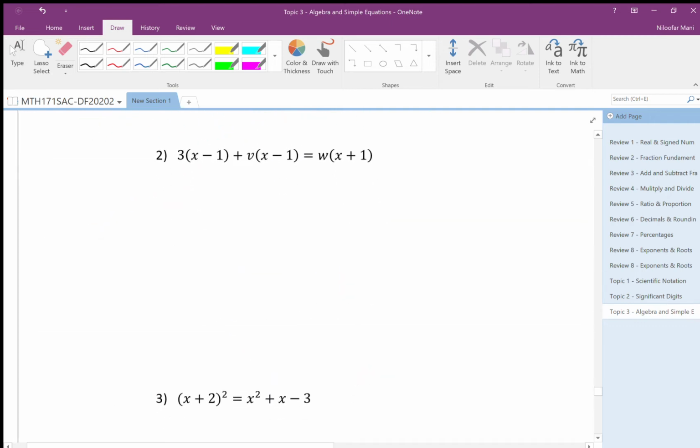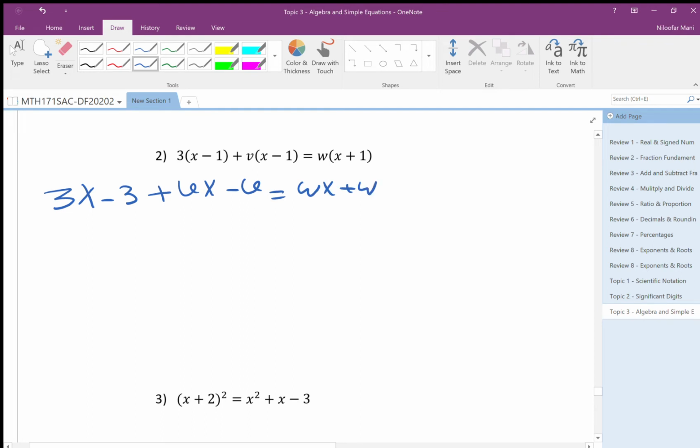How about this one? Yes, I want to solve for x, but x is inside the bracket, so I have to do something in order to bring it out. I have to simplify. I have to do BEDMAS. So by BEDMAS, I multiply this: 3x minus 3. Remember, 3 is multiplying the bracket, so you have to multiply with each term. I emphasize because sometimes I see a student miss that part. They just multiply 3 with x and not with 1. So plus vx minus v equals wx plus w.